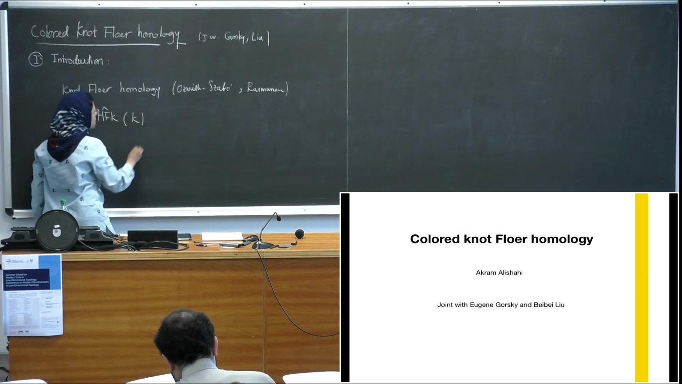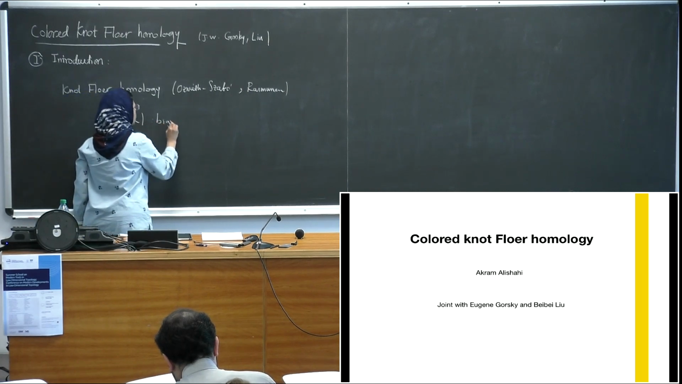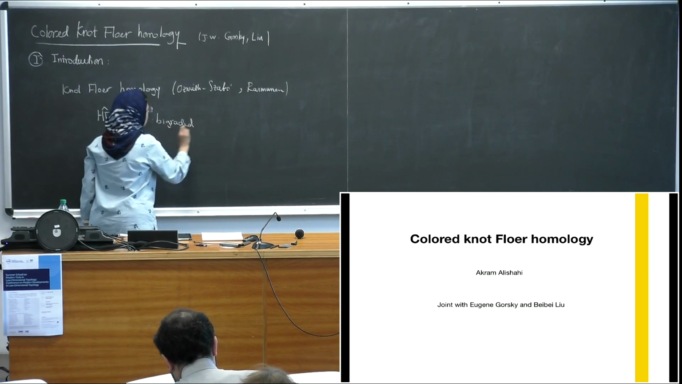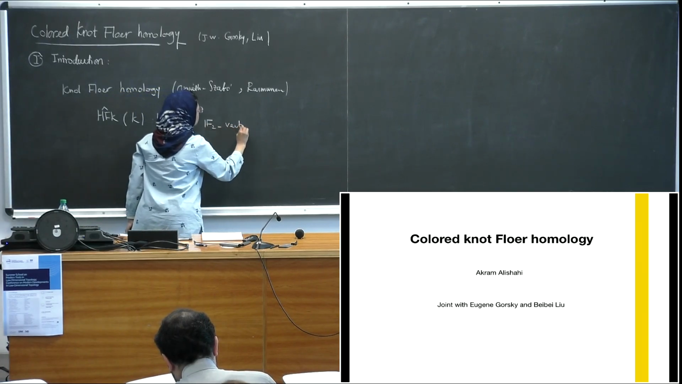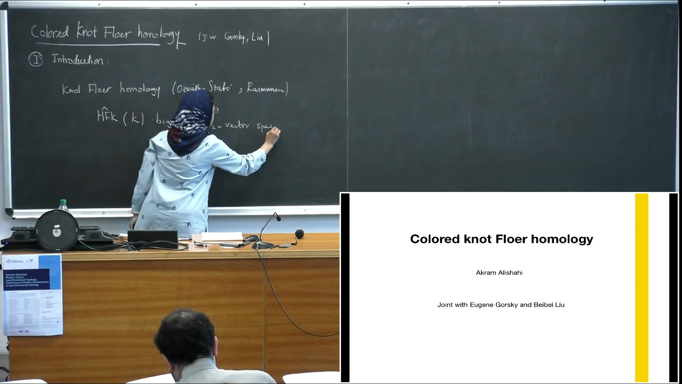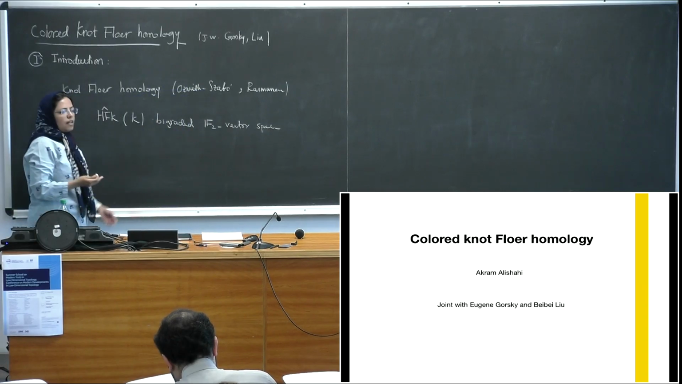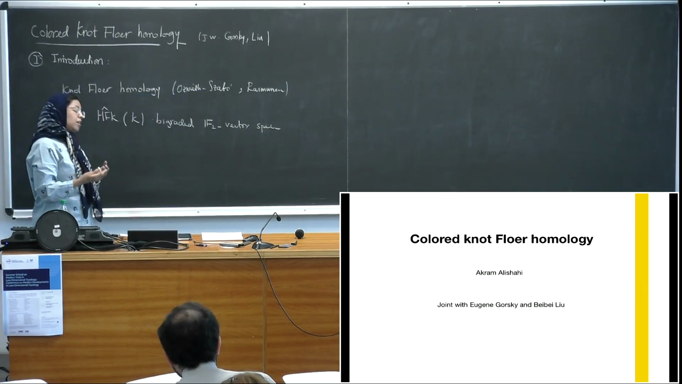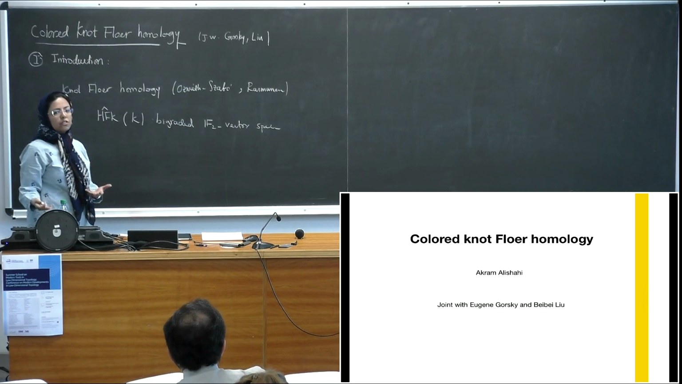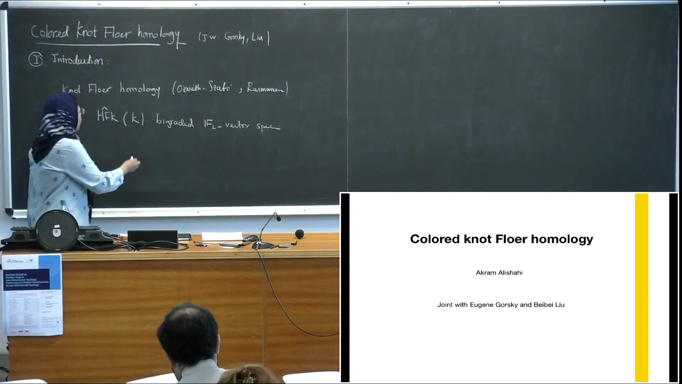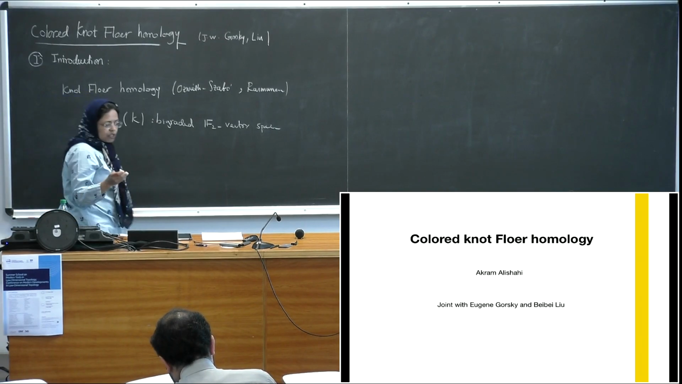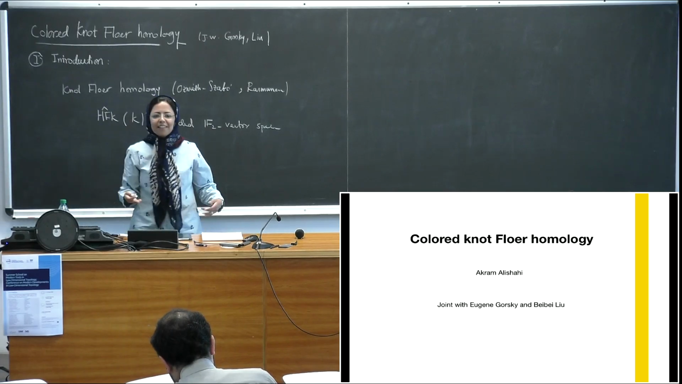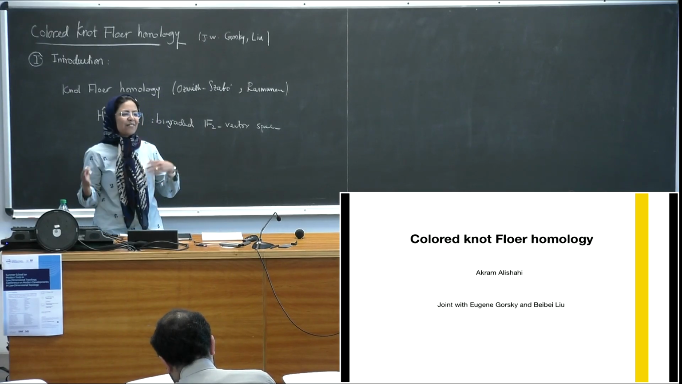HFK-hat of K is a bigraded F2 vector space. It has two gradings. One grading is called Maslov grading. The other one is called Alexander grading. And it categorifies the Alexander polynomial, which, well, the good thing about speaking on the last day is that we all have heard lots of things about these things.